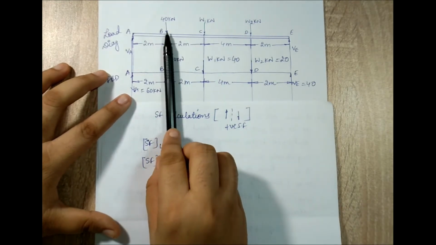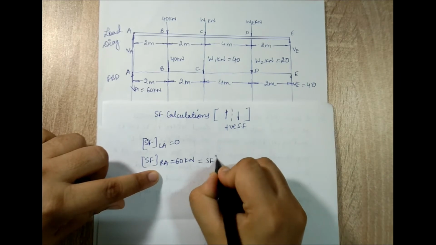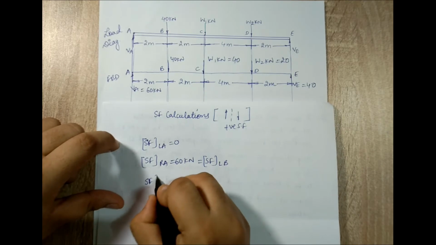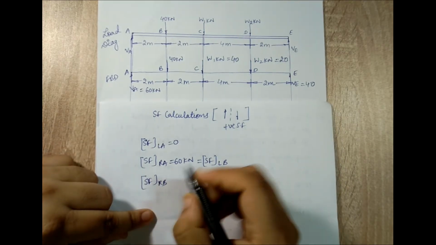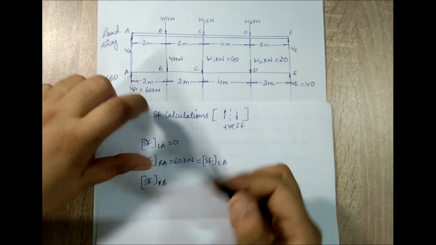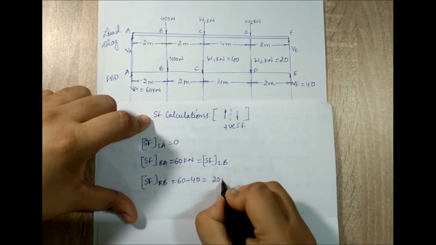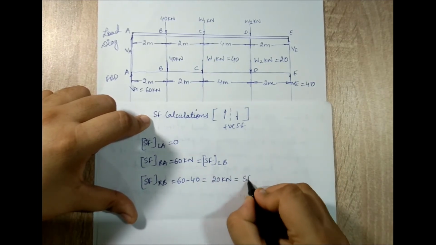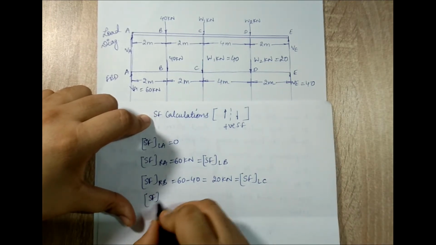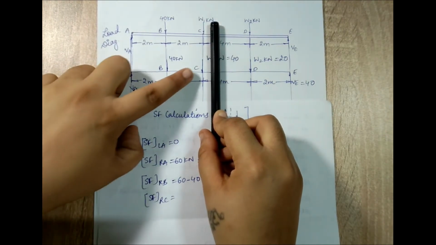Now when I stand at B and I look to the left, I see the same value of 60 kilonewton. So here I'll write down it is equal to shear force to the left of B. Next I'll calculate shear force to the right of B. When I stand here, I can see 60 upwards and 40 downwards. So here I'll write down 60 minus 40, 20 kilonewton. This is equal to shear force to the left of C. Next, shear force to the right of C. I'll stand here. I'll have plus 60 minus 40 minus 40.